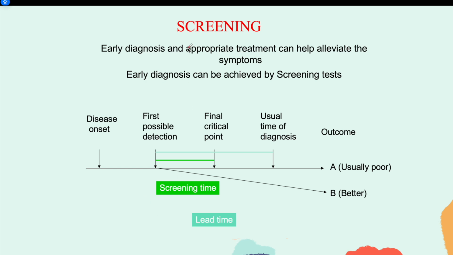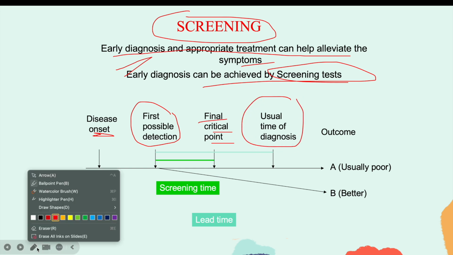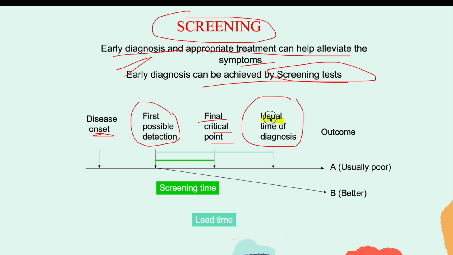Now let's talk about screening. I hope you all remember your PSM. In that, early diagnosis and appropriate treatment can help alleviate the symptoms, as I told you earlier. And early diagnosis can be achieved by screening tests, which are very important in diagnosis. So this point is the disease onset, and this point is the first possible detection of the disease. This point shows the final critical point of diagnosis, and this point shows the usual time of diagnosis. So up to the usual time of diagnosis and then the outcome.